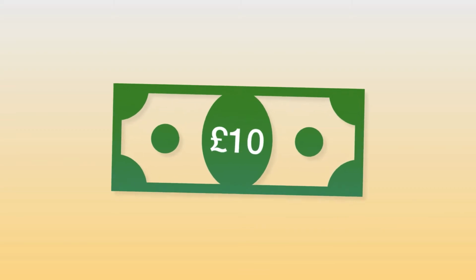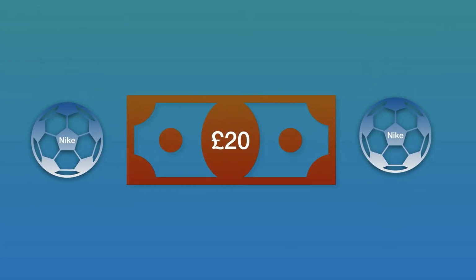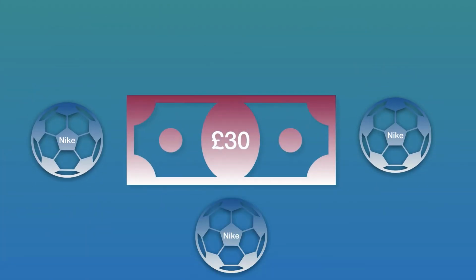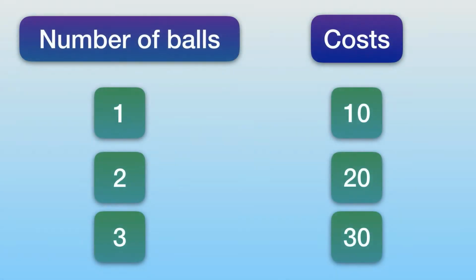For example, if you can buy one football for £10, then two footballs will cost you £20, and three footballs will cost you £30. The cost increases by exactly £10 for every extra football you buy. These quantities are in direct proportion. We say that the number of balls is directly proportional to the cost.